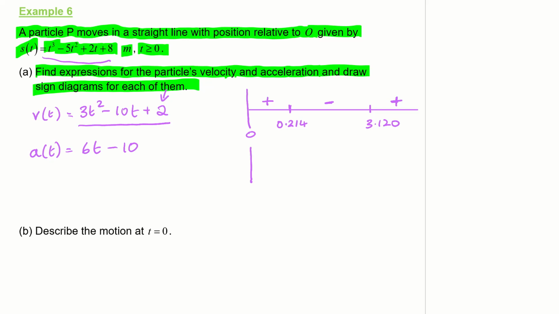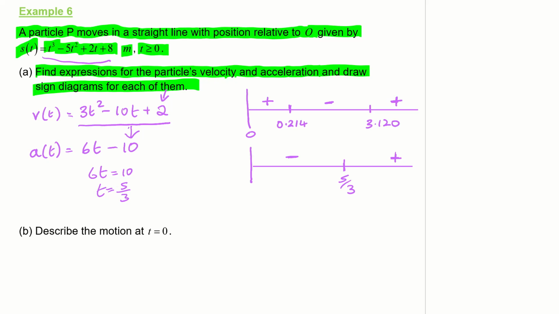If we do a sign diagram for the acceleration, we can see for the acceleration to be 0, we'd need 6t equal to 10. So t would be equal to 10 over 6, or 5 on 3. So 5 over 3. And we can see initially when t is 0, that it will be negative 10. So it will have negative acceleration and then positive acceleration after this.